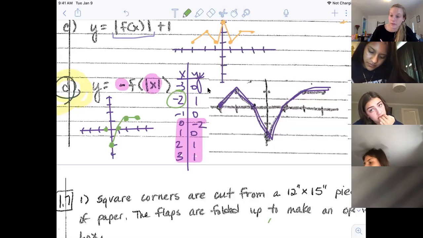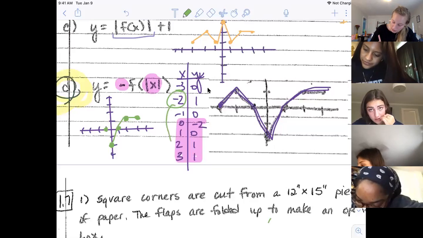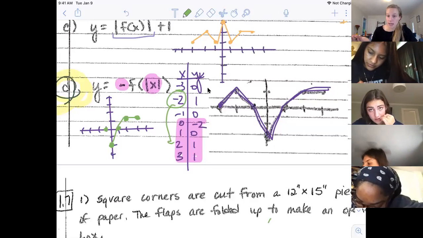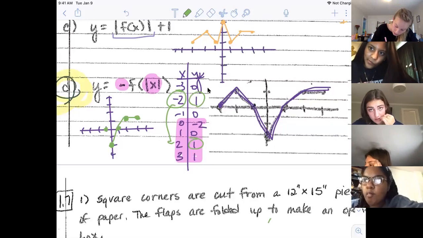Same thing for -2. The absolute value of that would be +2, so its y value should be 1, which it already is. So it's just the exact same point it was because of the nature of this graph. It's the same y's, so I don't have to change it. I will change the next one though, so hopefully that will help us.